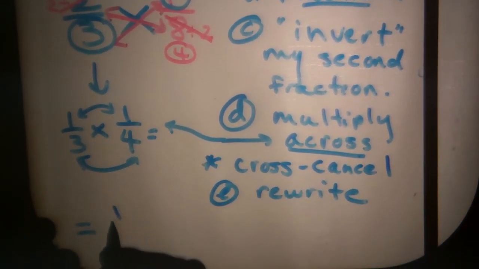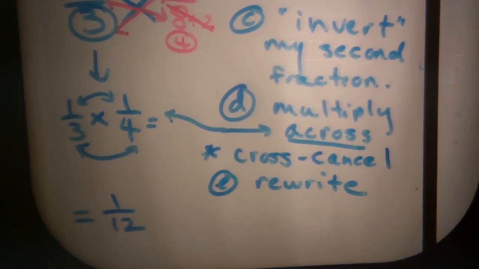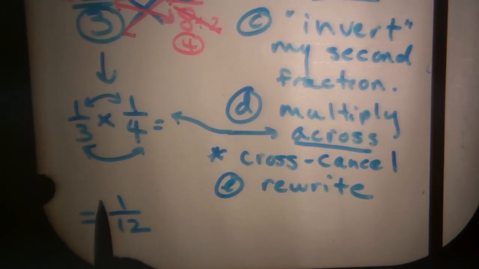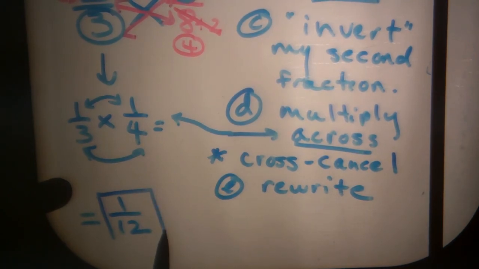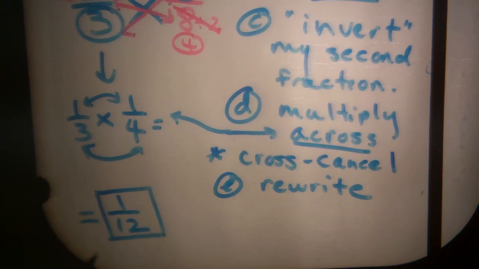1 times 1 is 1. 3 times 4 is 12. My answer, and this is final, it's not a fat fraction because I already cross-canceled. I don't have to reduce. That is my final answer.